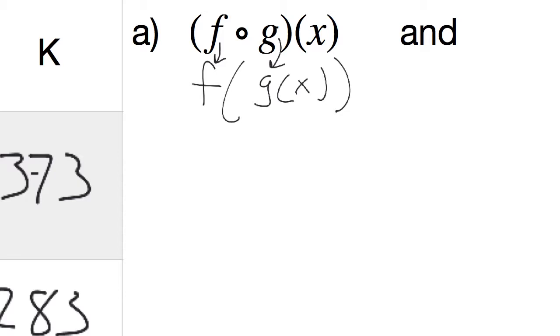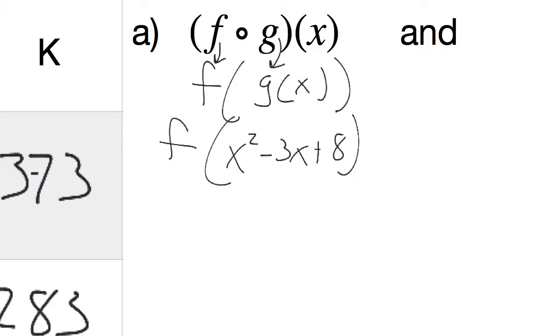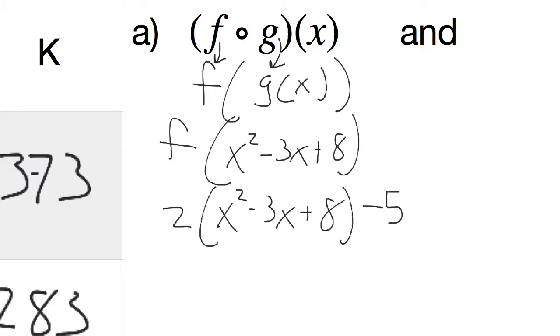What is g of x again? I have it written down on your notes. I'm going to replace this g of x with what it's defined with. It's x squared minus 3x plus 8. That's going to be the new input inside of f. And what is f? It's just 2 times its input minus 5. The input is going to be x squared minus 3x plus 8. And that's how you compose functions.